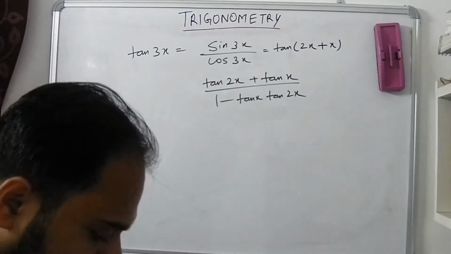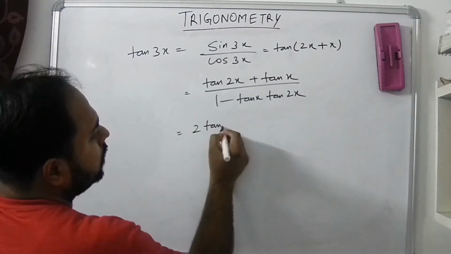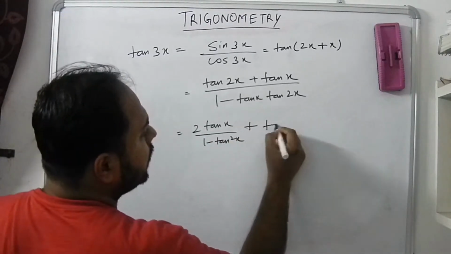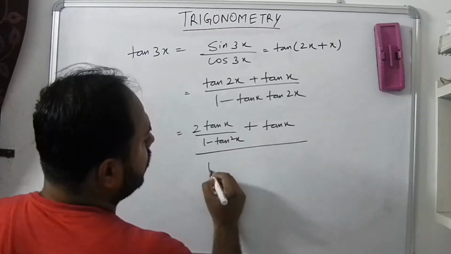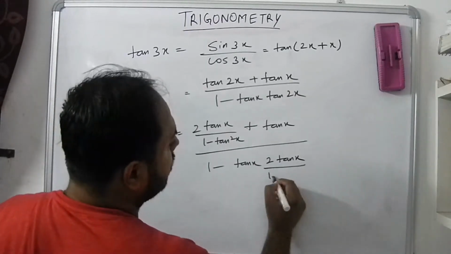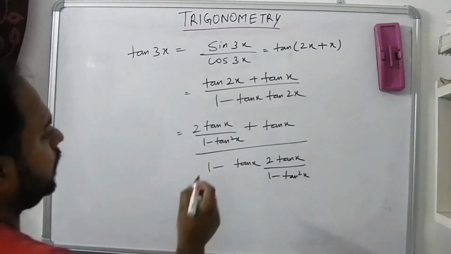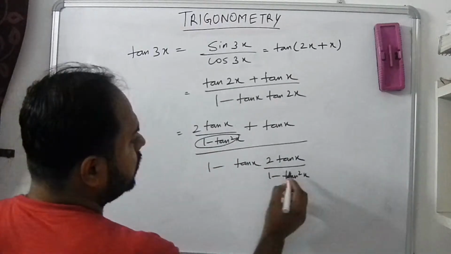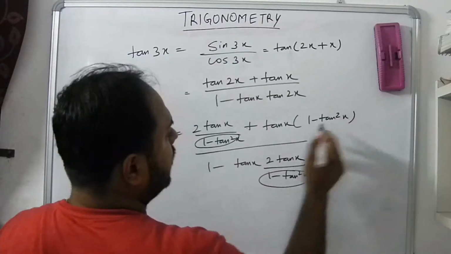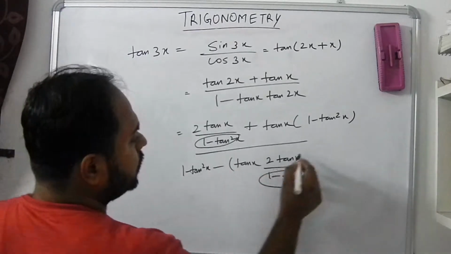We have the formula for tan 2x, it's 2 tan x upon 1 minus tan square x. So this is equal to tan x plus 2 tan x upon 1 minus tan square x, upon 1 minus tan x times 2 tan x upon 1 minus tan square x, right? So this becomes easy. Let's remove this part, and multiply by 1 minus tan square x. I'm taking the LCM essentially, and this one will become 1 minus tan square x, and this will be negative.